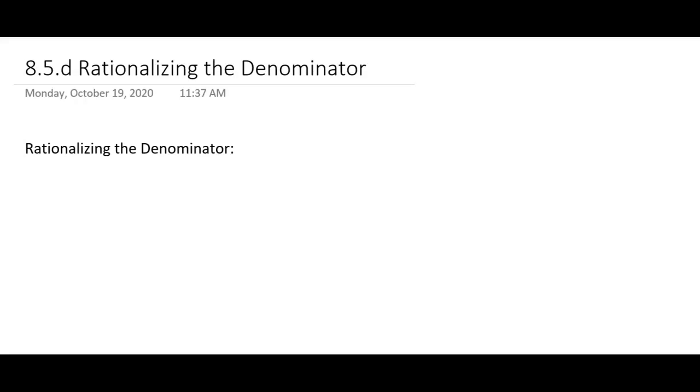So you cannot have a radical in the denominator. Now you might say, but they gave that to us. Yeah, they can start out, but we have to simplify it so that it doesn't have a radical in the denominator. And we call this rationalizing the denominator.